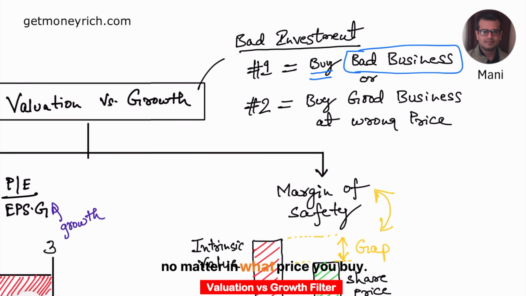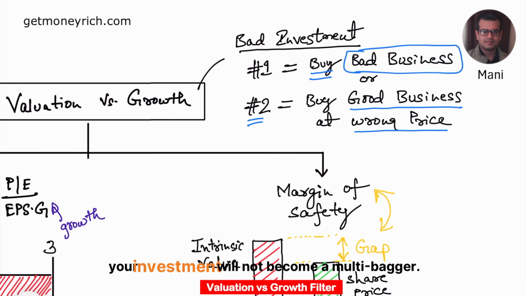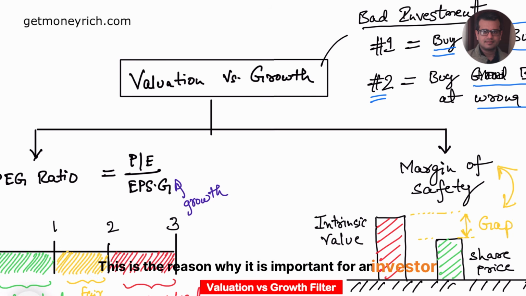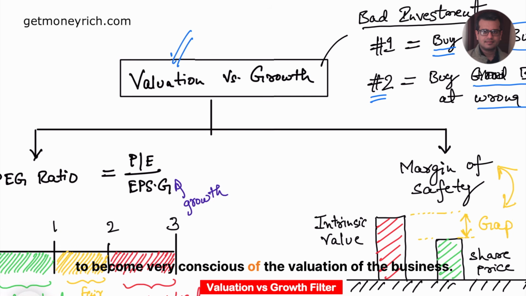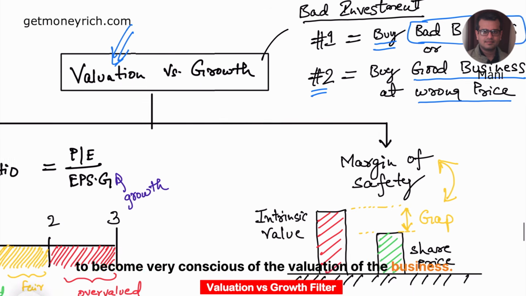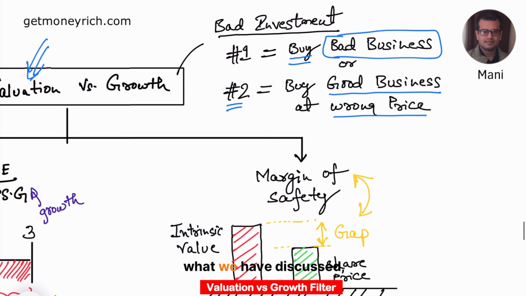No matter at what price you buy, if a business is bad, it can never be a multi-bagger stock for you. The second type of bad investment can be you are buying a good business, but you are buying it at a wrong price, at an overvalued price. Even in this case, your investment will not become a multi-bagger. This is the reason why it is important for an investor to become very conscious of the valuation of the business.